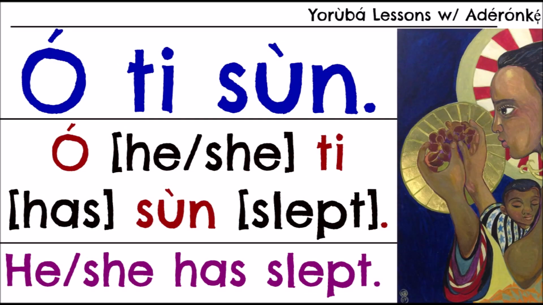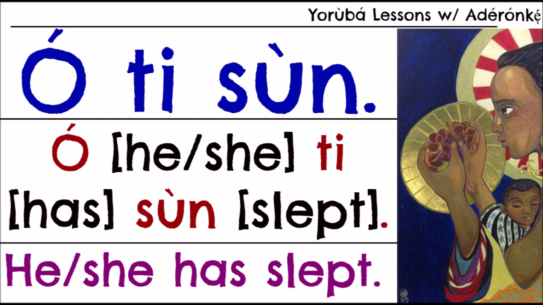Then if you want to say he or she has slept, you would say ó ti sùn. Where's Chade? Is he okay? Why didn't he come with you? Ó ti sùn. He or she has slept.